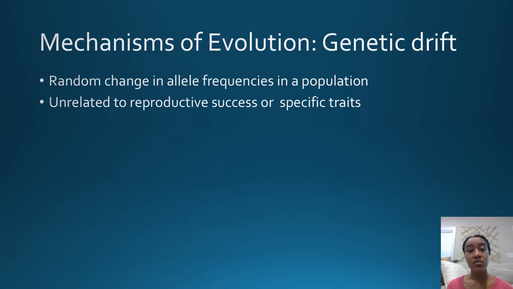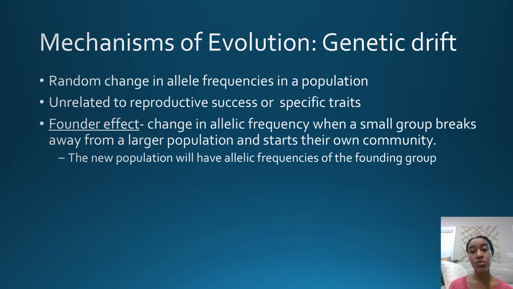The third mechanism of evolution we'll talk about is genetic drift. And genetic drift is a random change in allelic frequency in a population. This is unrelated to reproductive success or whatever specific traits you have. These are generally indiscriminate events that occur that will affect all members of the population evenly. So you have two forms of genetic drift that we will talk about. First is the founder effect, and this is the change in allelic frequency when a small group breaks away from the large population and starts their own community.